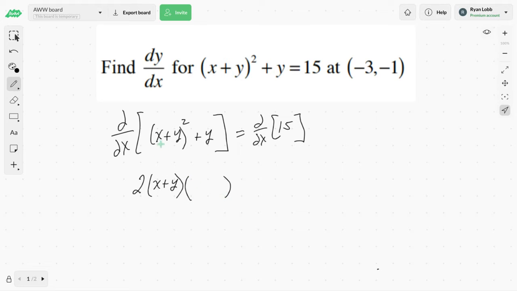Make sure we put in parentheses the derivative of x with respect to x, 1, the derivative of y with respect to x. We're just going to use dy/dx here. And then we have plus the derivative of y, which is dy/dx, and then equals here 0. Okay, so this is a case where solving for dy/dx here sometimes becomes problematic in terms of the algebra, right?